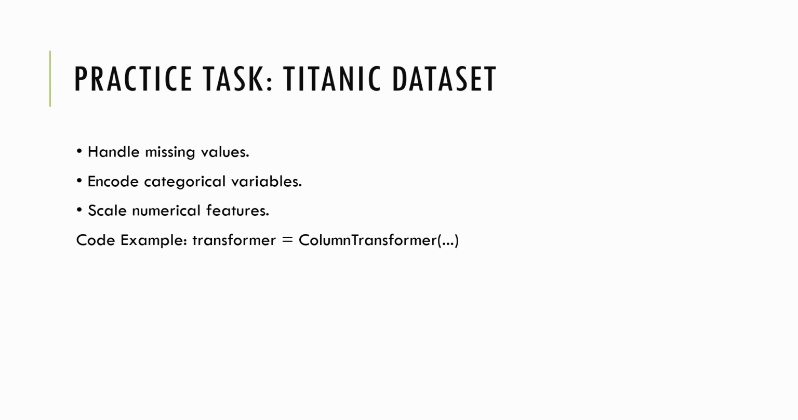Now it's time to put what we have learned into practice. For this task, we will work with the Titanic dataset. The goal is to clean the data by handling missing values, encoding categorical variables like sex and embarked, and scaling numerical features like age and fare. By the end of this task, you will have a dataset ready for building machine learning models.